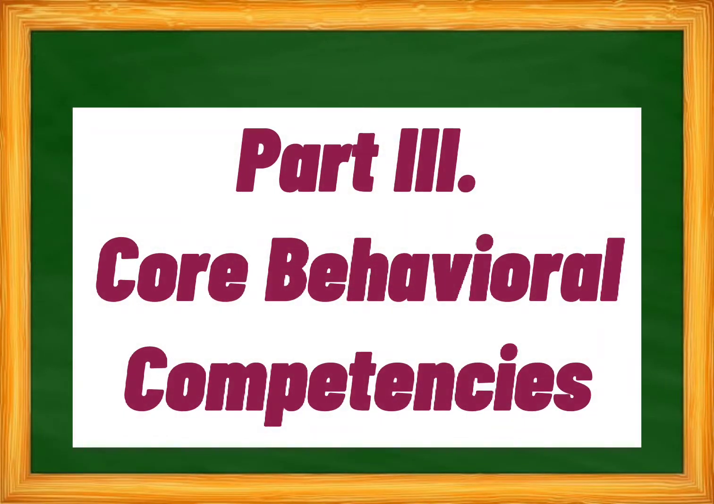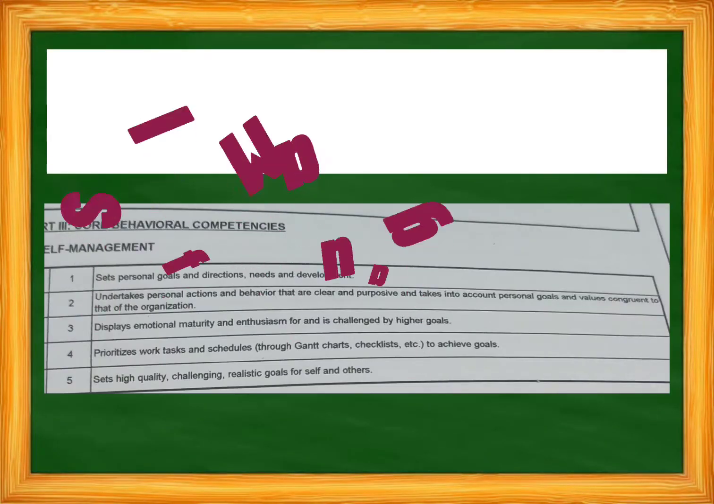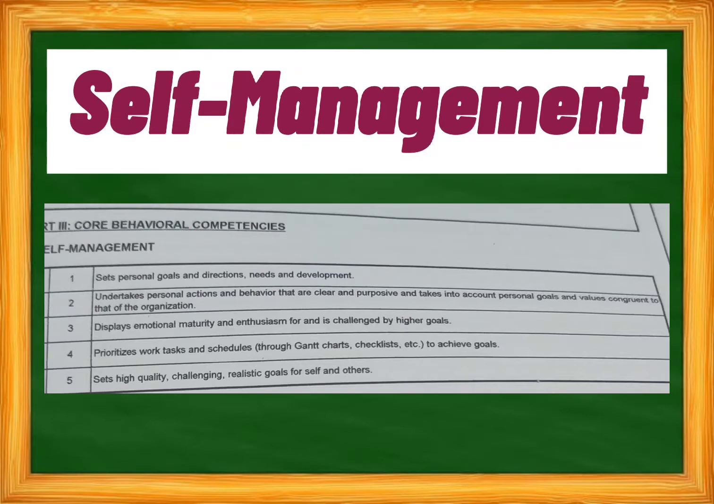Let's move on to part 3, which is the final part. We have the core behavioral competencies. This is the last part. I have my sample here, which is self-management. I only give one. Actually, there are 6 core behavioral competencies, but we only need the sample.